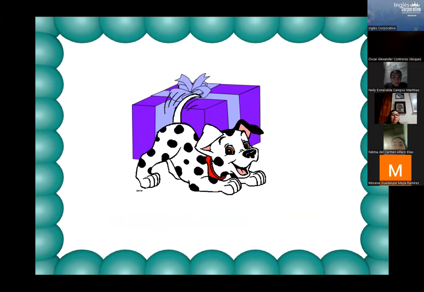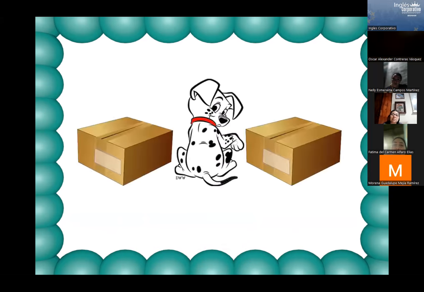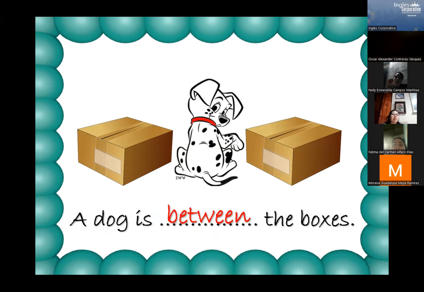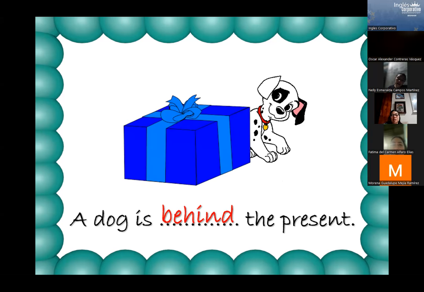Where is the dog? Dog in front of the present. Next to. Este es en medio. Between. En medio de. Behind. A dog is behind.